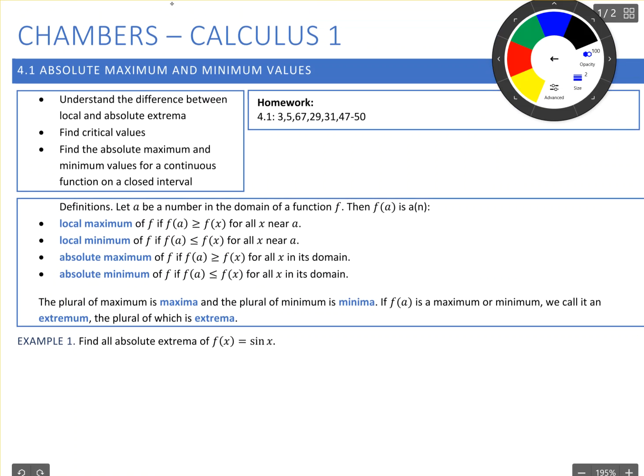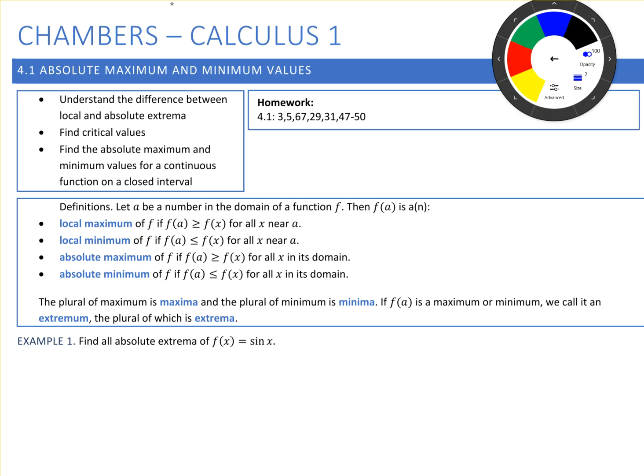All right, so section 4.1 is all about maximum and minimum values. Basically, what we have to do in this section is learn the difference between a local maximum or minimum and an absolute maximum or minimum. We also need to learn how to find critical values and critical numbers, and find the absolute maximum and minimum values for a continuous function on a closed interval.